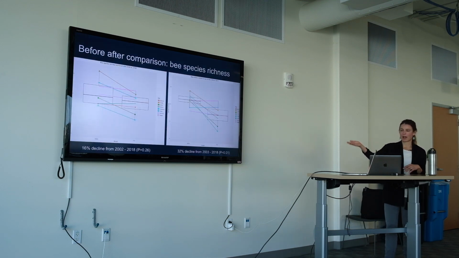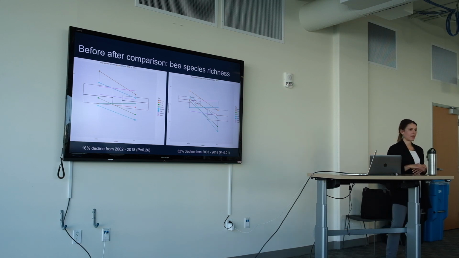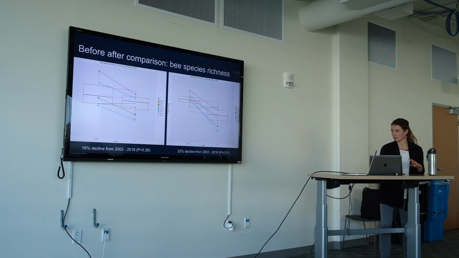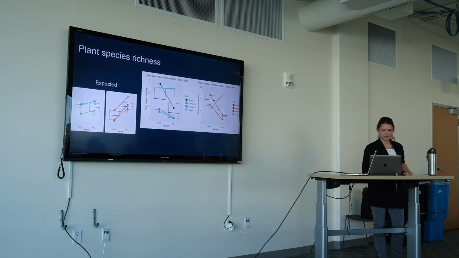So when all sites are combined, you can see big declines with a 16% decline since 2002, but you can see there's a pretty big p-value on that. But you also have to take into account that we had a very small sample size since we're limited by how many sites were in that original study. And then since 2003, there was a 32% decline, and that's a very significant result with a p of 0.01.